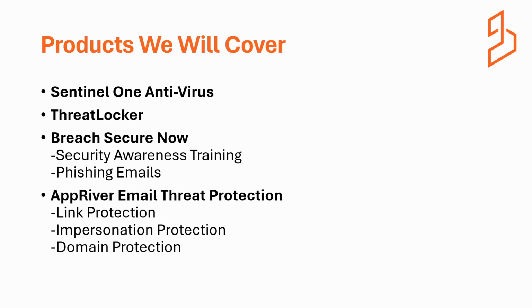Lastly, we will go over our AppRiver email filtering threat protection. This includes link protection, impersonation protection, and domain protection. Those last two items are regarding spoofing emails, which is commonly used in phishing attacks.